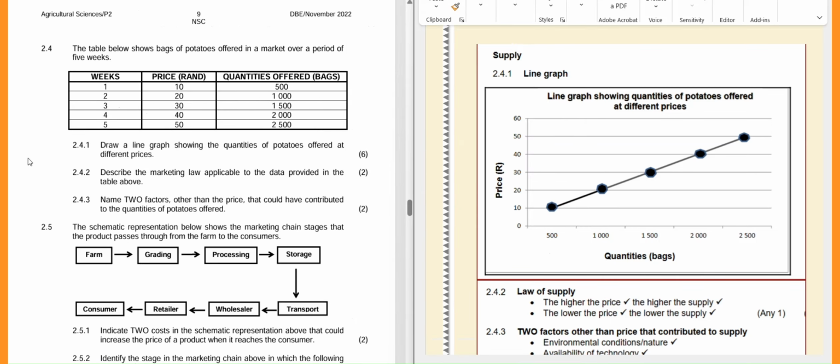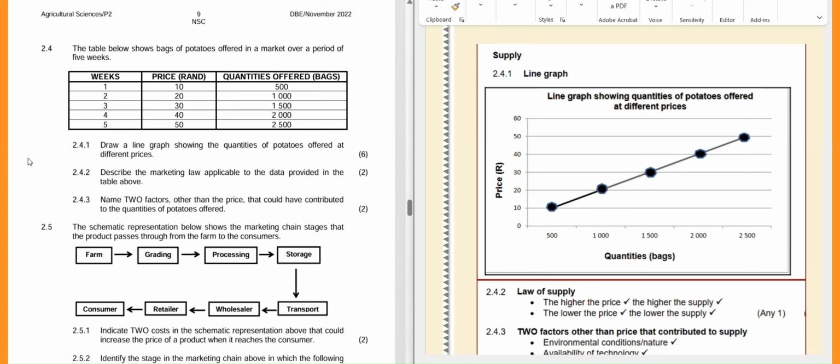2.4, the table below shows bags of potatoes offered in a market over a period of 5 weeks. As you can see on the table, we have weeks 1, 2, 3, 4, 5, and the price in rands: 10, 20, 30, 40, 50. Quantities offered in bags: 500, 1000, 1500, 2000, 2500. So 2.4.1, draw a line graph showing the quantities of potatoes offered at different prices.